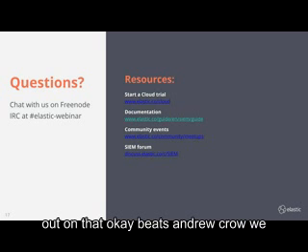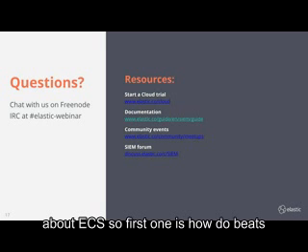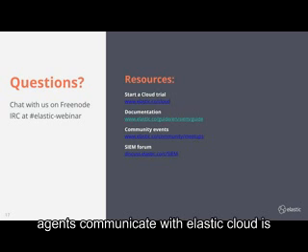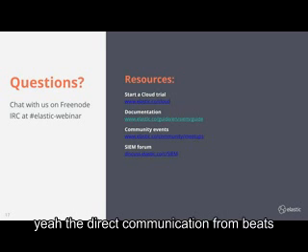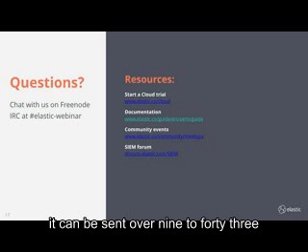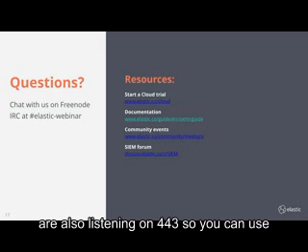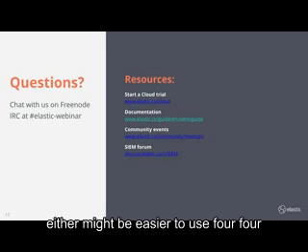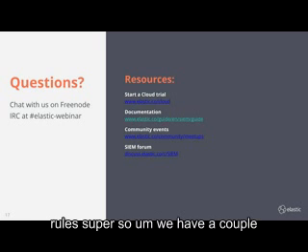Okay. Beats, Andrew Kroh. We have a bunch of questions about Beats and about ECS. So the first one is, how do Beats agents communicate with Elastic Cloud? Is it via HTTPS like TCP 443 or is it something else? Yeah, the direct communication from Beats to Elastic Cloud is done over HTTPS. And it can be sent over 9243 on Elastic Cloud. Also, the load balancers are also listening on 443, so you can use either. It might be easier to use 443 so you don't have to open up firewall rules.